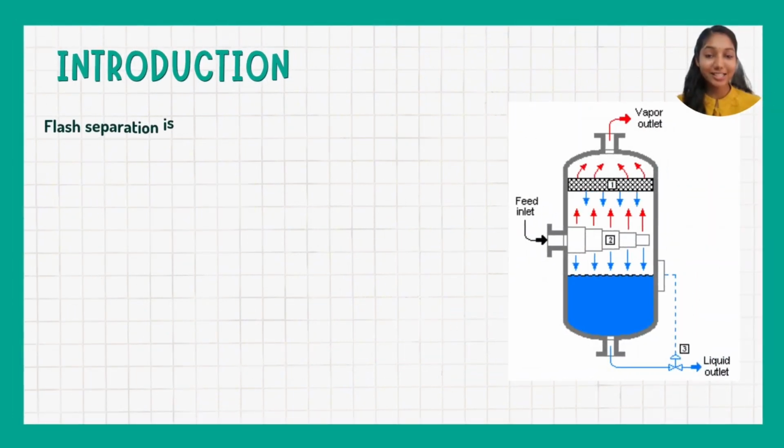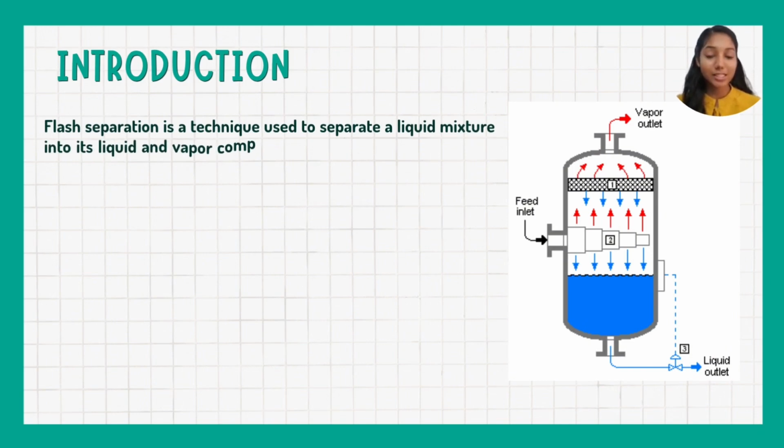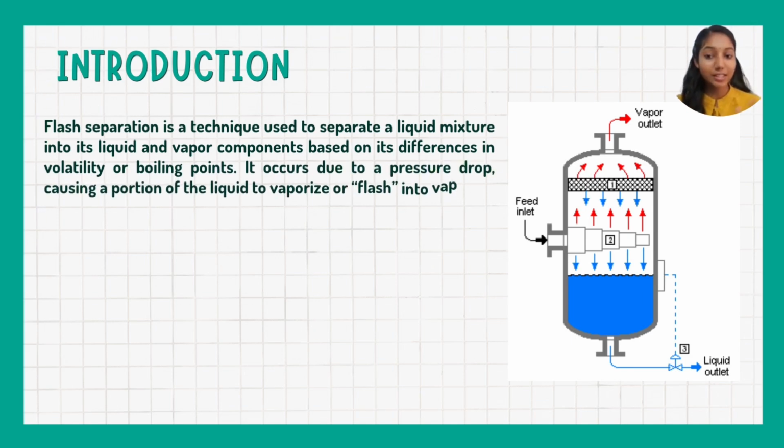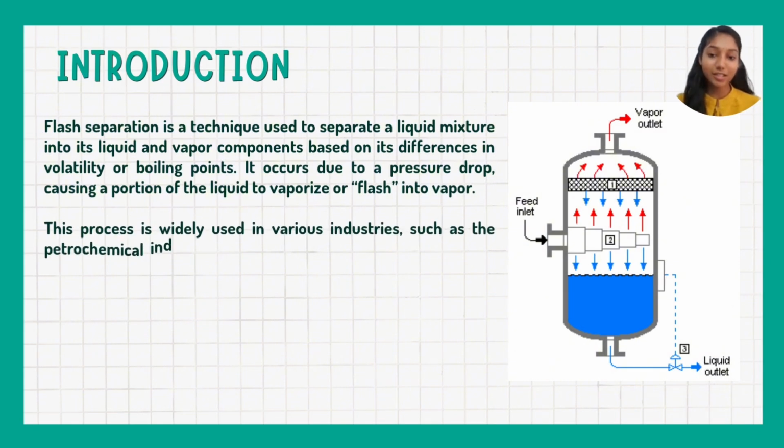Flash separation is a technique used to separate a liquid mixture into its liquid and vapor components based on differences in polarity or boiling points. It occurs due to a pressure drop, causing a portion of the liquid to vaporize, or flash, into vapor. This process is widely used in various industries, such as the petrochemical industry for petroleum refining and natural gas processing.